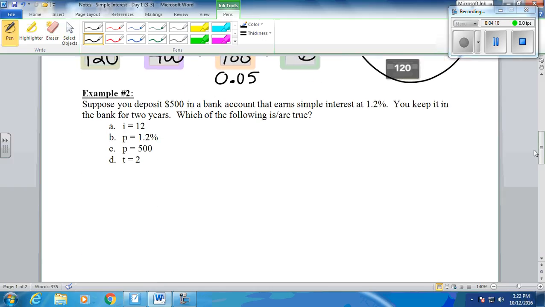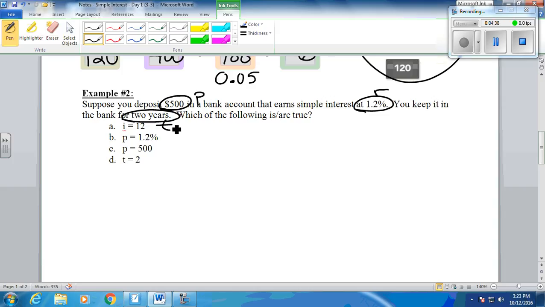Example number 2 says, suppose you deposit $500 in a bank account that earns simple interest at 1 2/10%. You keep it in the bank for 2 years, so which of the following is or are true? Well, the amount that you deposit will be your principal, so I'm labeling that with a P. The interest rate is my R. We keep it in the bank for 2 years, so that is my time. So which of the following is true?